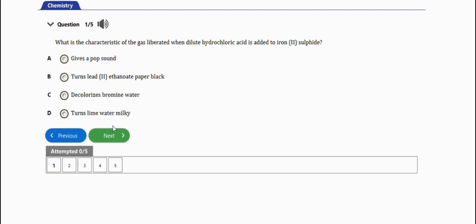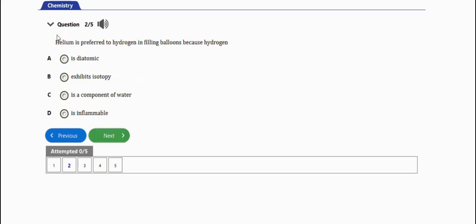The next repeated question will be this one. It says helium is preferred to hydrogen in filling balloons because hydrogen is diatomic, exhibits isotopy, is a component of water, is inflammable. So the right option is option D, is inflammable. Alright, so that's it for this question.